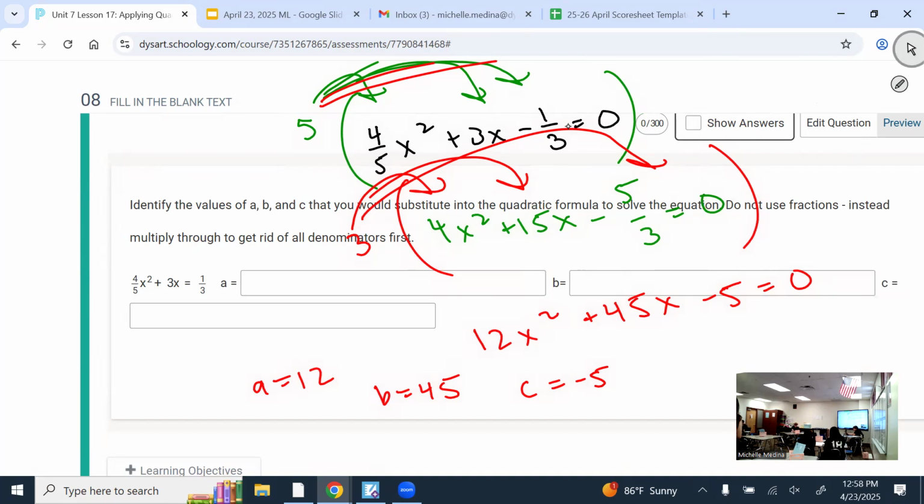I can't see. Thank you. Any other questions? Gunnar? 5.